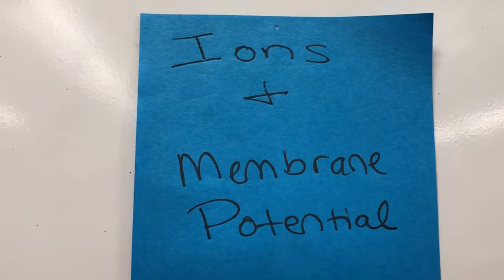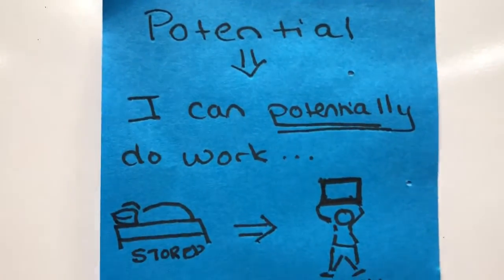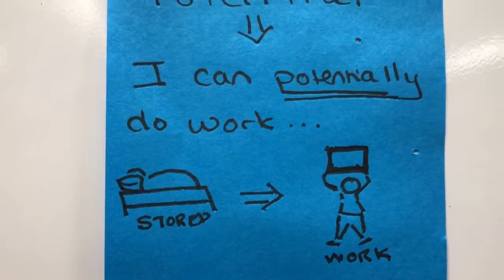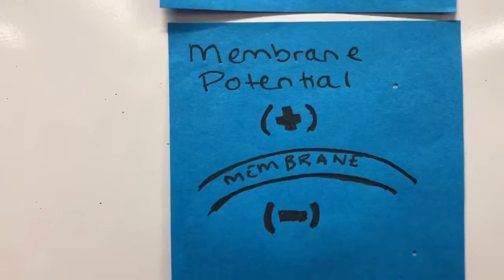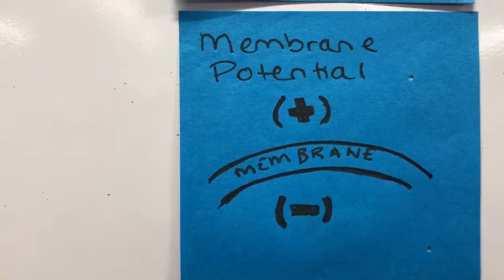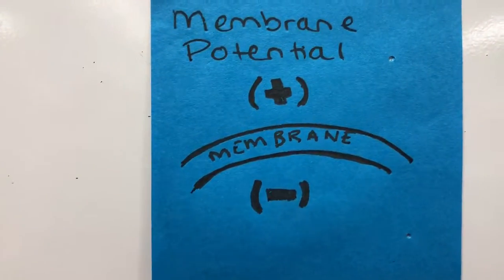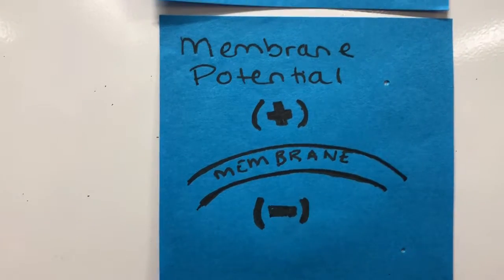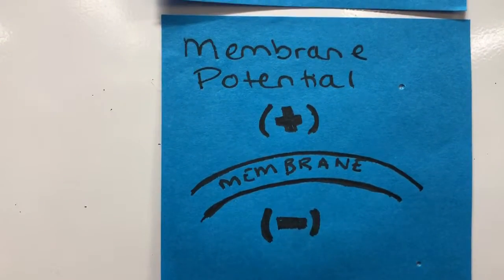Ions and membrane potential is what we're talking about today. Ions are positively or negatively charged particles. Potential energy is work that I can potentially do. It's stored energy. I'm not actively working, but I can use it to do work. Okay, and membrane potential exists in, say, a neuron. It's the potential energy that exists because there is a gradient between the positive and negatively charged particles.